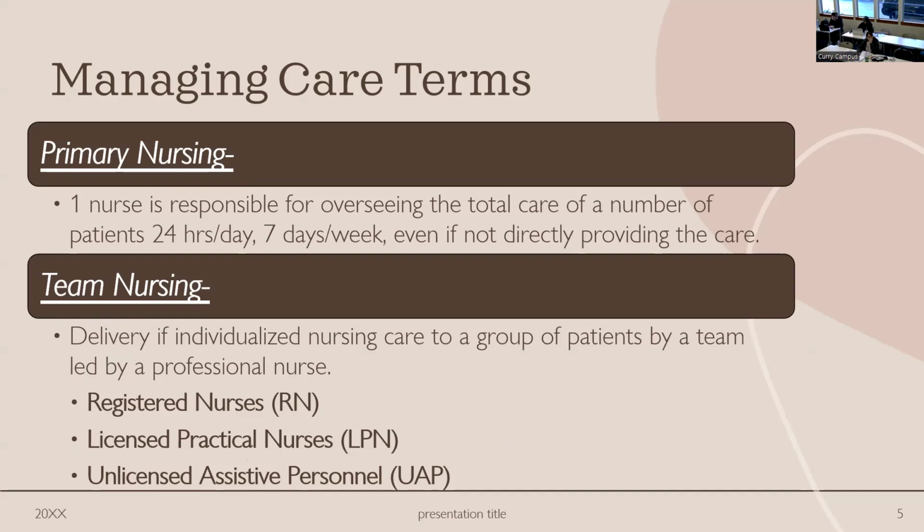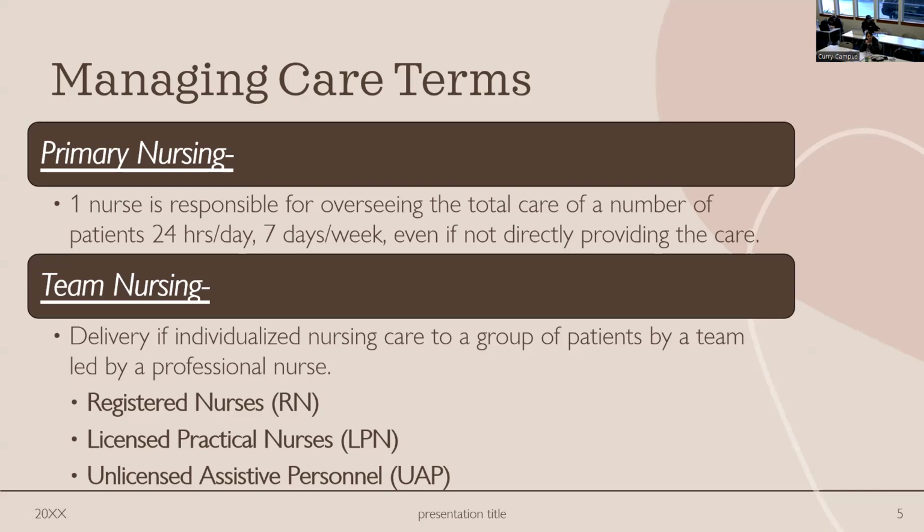Primary nursing, sort of the same thing. One nurse is responsible for overseeing the total care of a number of patients. You'll see this, for example, when a primary nurse oversees all aspects of care for a post-op surgical patient, including wound care, education, and follow-up. In the home health setting, a nurse is assigned to a cancer patient, coordinates chemotherapy appointments, pain management, and emotional support.